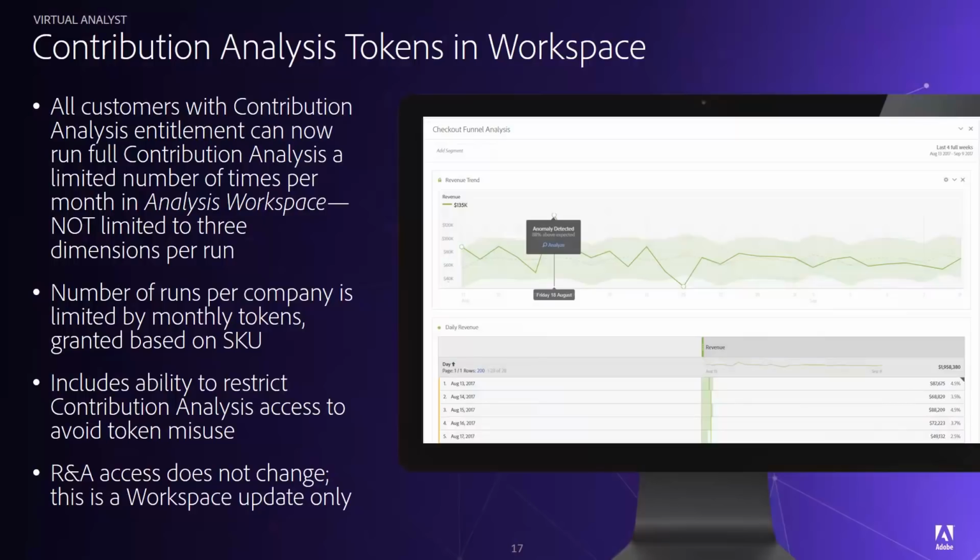If you've previously been entitled to unlimited dimension contribution analysis, you've already had this capability. If you're not entitled to contribution analysis, that will still hold true in Analysis Workspace. This is for customers who have been entitled to three-dimension contribution analysis and have previously only been able to run that in reports and analytics. So for those folks, we're now going to let you run unlimited variable contribution analysis in Workspace, and there will be a limited number of tokens per month that you can use to run that analysis. You'll have the ability to restrict this usage so that you can avoid token misuse by different business users.